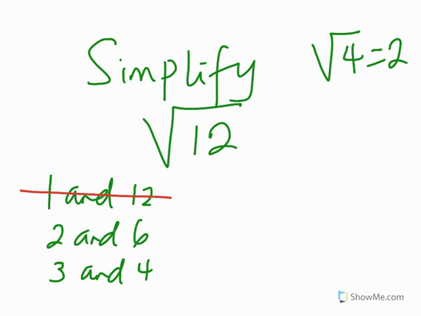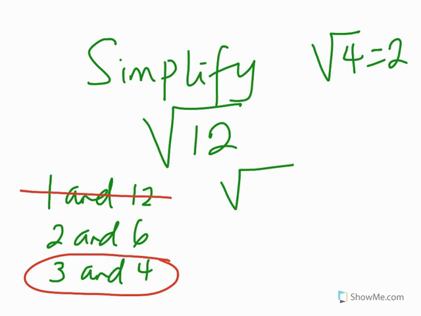Now we have two pairs of factors here. Which of these two pairs of factors has a perfect square? And you see it is 3 and 4. So from the rules of surds, one of the rules says that the square root of AB is the same thing as the square root of A times the square root of B. I'm still going to talk about this later on in the second video on radicals.